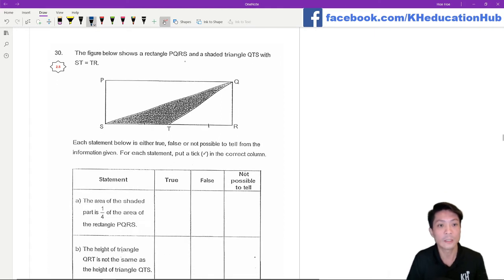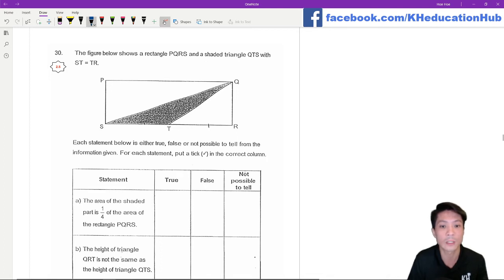Move on to question 30. The figure below shows a rectangle PQRS and a shaded triangle QTS with ST equals to TR. Each statement below is either true, false, or not possible. We're going to find out which information is true or false or not possible. Area of the shaded part is a quarter of the area of PQRS.